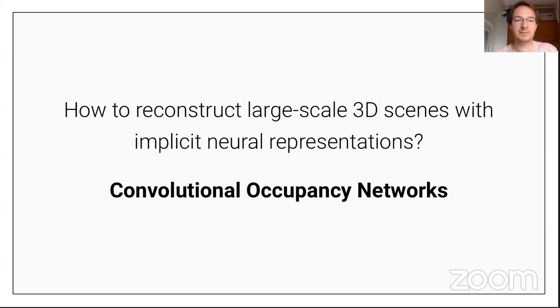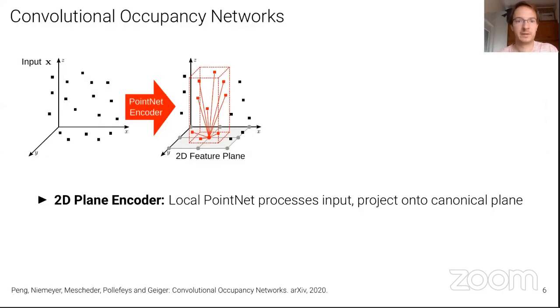The question we were asking now is, how can we actually reconstruct larger scenes using these implicit neural representations that seem so promising, but are fundamentally limited to these object-based representations? And that led us to the idea of convolutional occupancy networks. In convolutional occupancy networks, the idea is to combine the advantages of convolutions with implicit representations. Here's a very simple form of our convolutional occupancy networks. I will show you multiple variants.